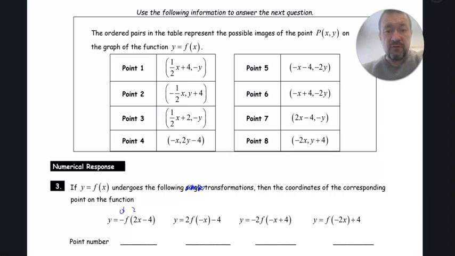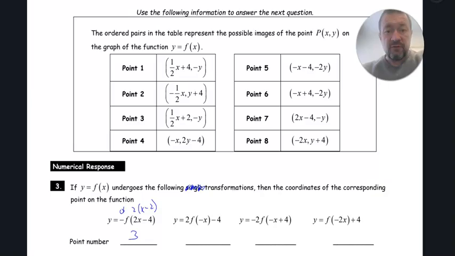Then inside here we see that if we factor out the 2 to separate the translation and the stretch, there's a horizontal stretch by a factor of 1/2, and it's been moved 2 units to the right. So I'm looking for a multiple of 1/2, adding 2, and then the y coordinate is negative, and that's point 3.